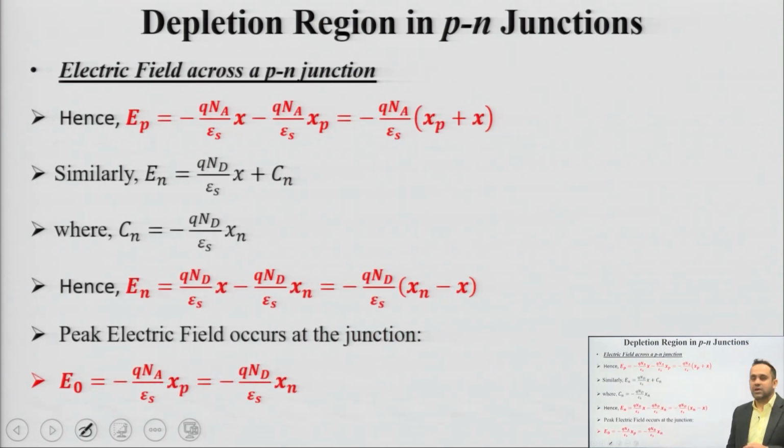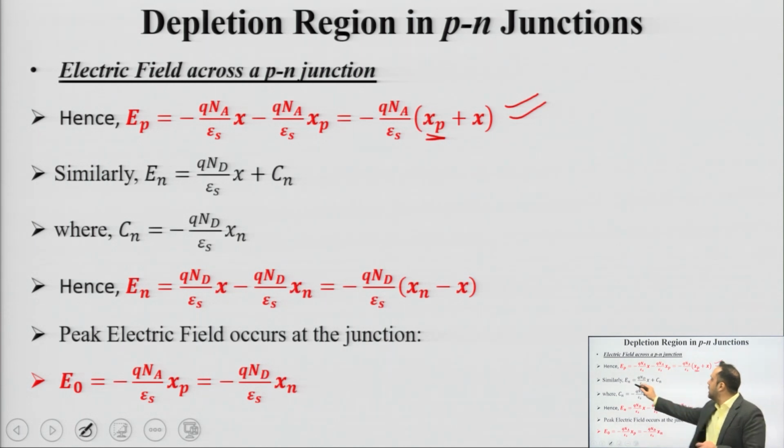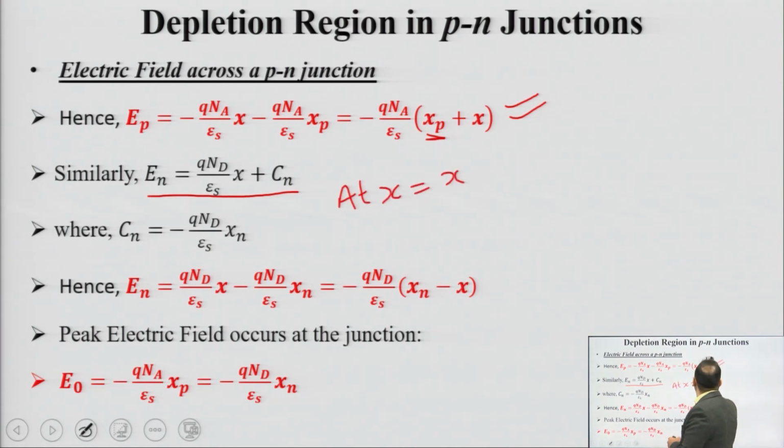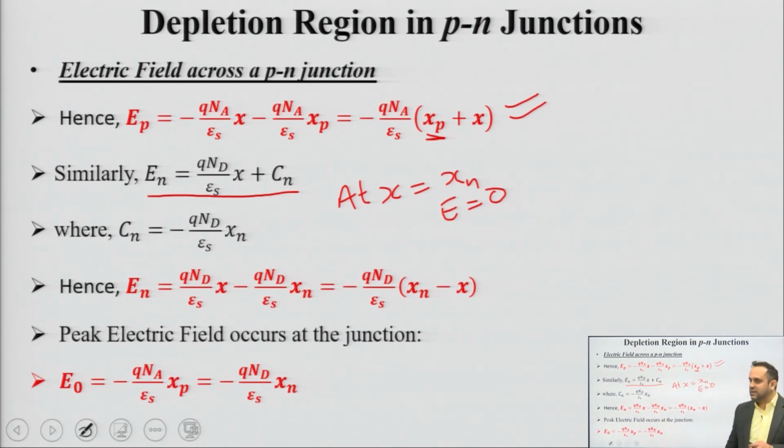Okay. So, the electric field in the P side of the depletion region is this, where xp is the edge of the depletion region on the P side. This is from where the depletion region starts from P to N. Similarly, for the electric field in the N side, I get a constant Cn. At x equal to xn, again E is 0. So, this helps me in getting the value of Cn. When I combine, this is the electric field I get at the N side of the junction. Xn is where the depletion region ends on the N side.